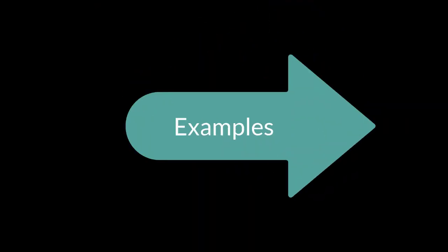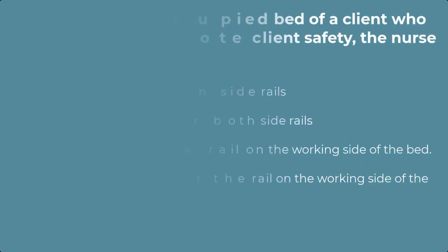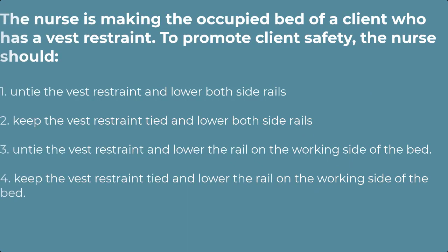Here are some examples to help you identify duplicate facts among options. This question is testing two concepts. The first is whether a vest restraint should be tied or untied when providing direct care. And the second is whether one or both sides of the rails should be lowered when providing direct care.